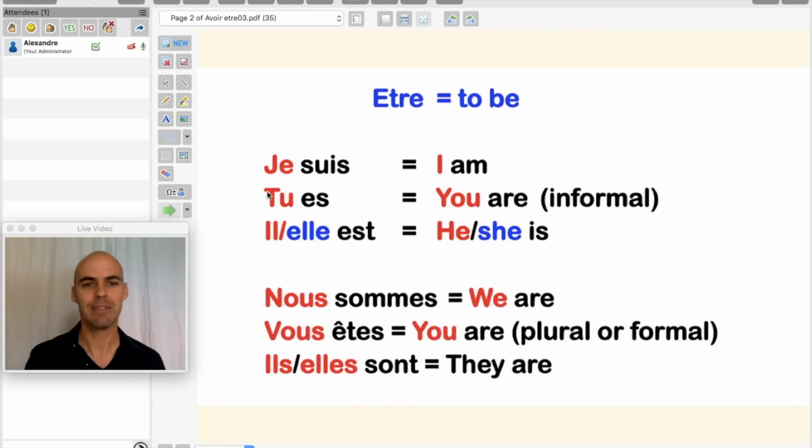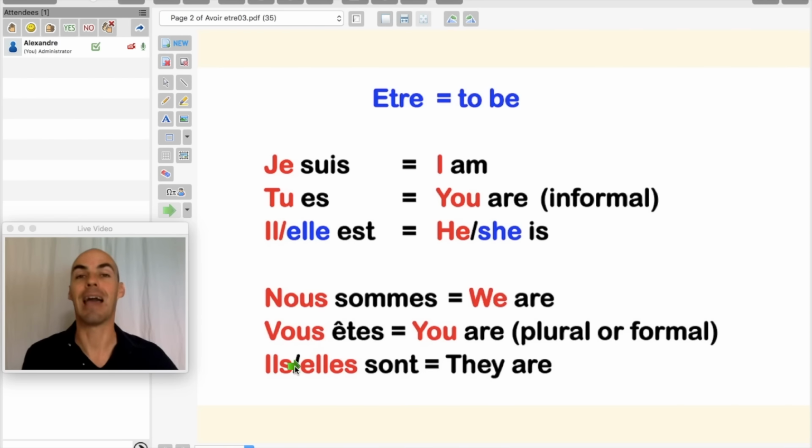Here they are in red, except for that one. Je for I, tu, informal for you. So it would be either you're talking to a friend, family member, or a child. Tu. Il for he, elle for she. Nous for we. Vous for you, you sir, you formal. So if you talk to someone you don't know, that would be vous.